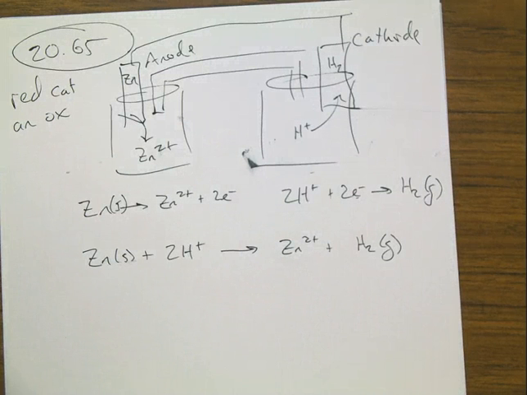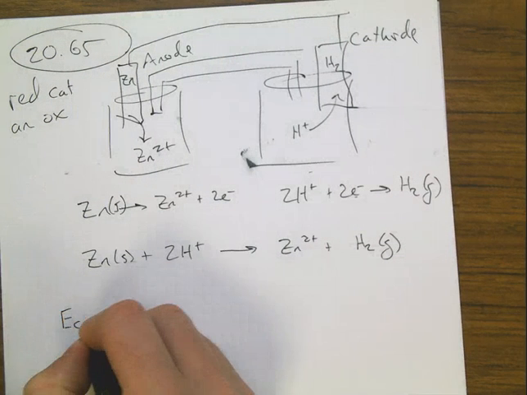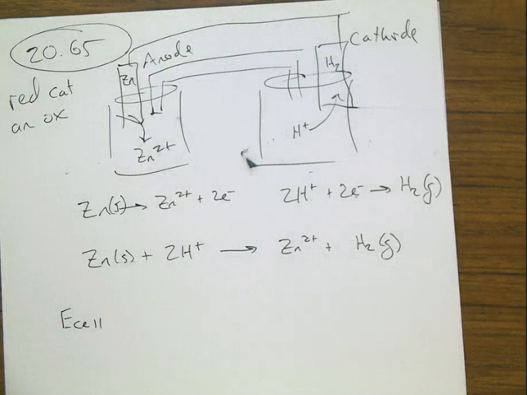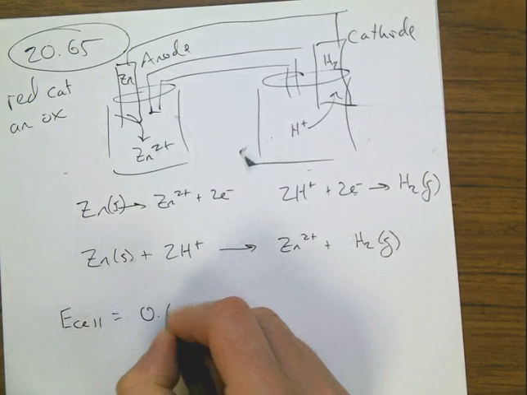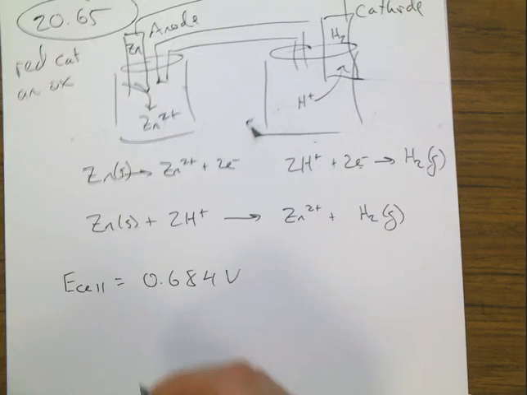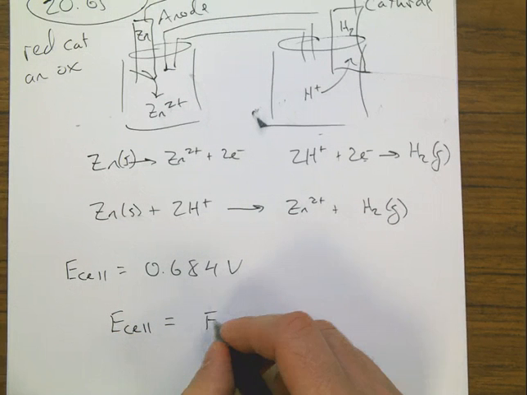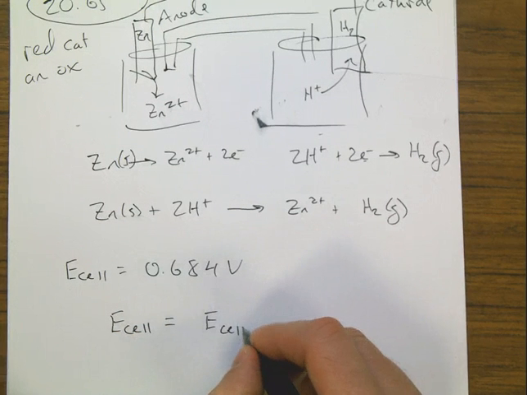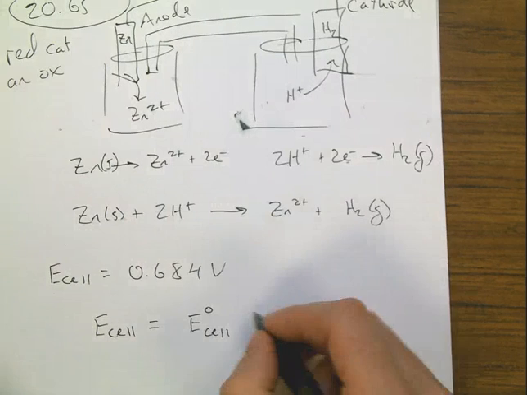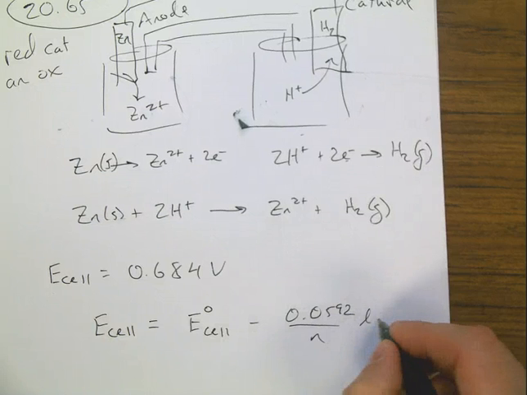They do give you a lot of useful information in this. They tell you in this problem that the cell potential under the non-standard conditions is going to be 0.684 volts. Now what we can do is use the Nernst equation, because I'm going to rewrite the Nernst equation one more time. It's the one that I did in that last problem, and that is the cell potential is equal to the standard cell potential minus 0.0592 divided by the moles, and then that's the log of Q.